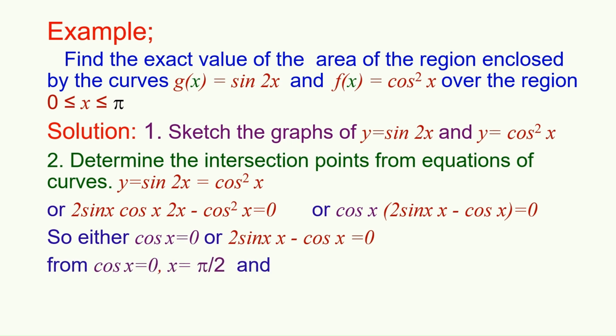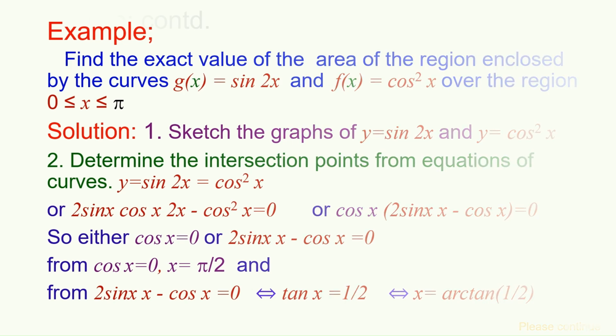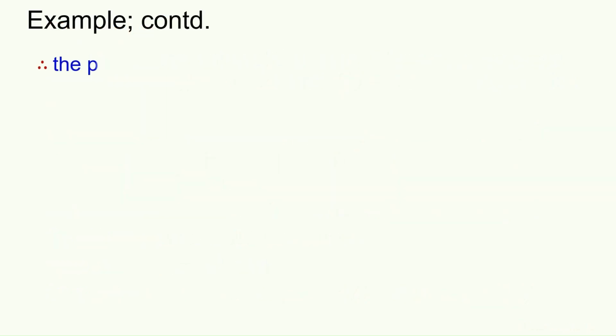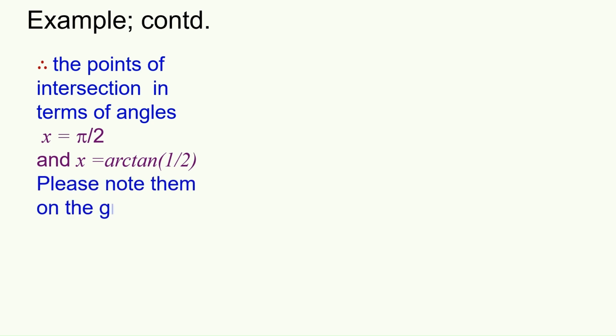From cos x equals 0, x equals pi by 2, and from 2 sine x minus cos x equals 0, tan x equals 1/2, so x equals arctan 1/2. Therefore, the points of intersection, in terms of angles in radians, are x equals pi by 2 and x equals arctan 1/2. Please observe them on the graph.